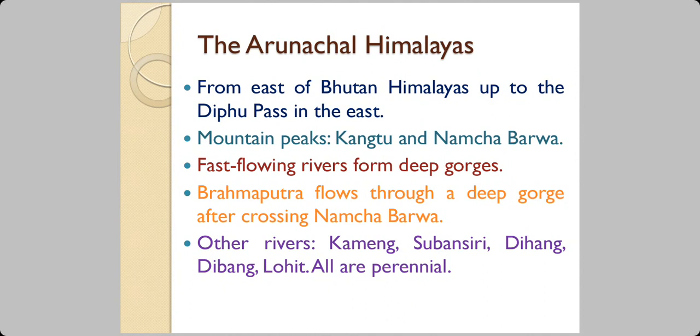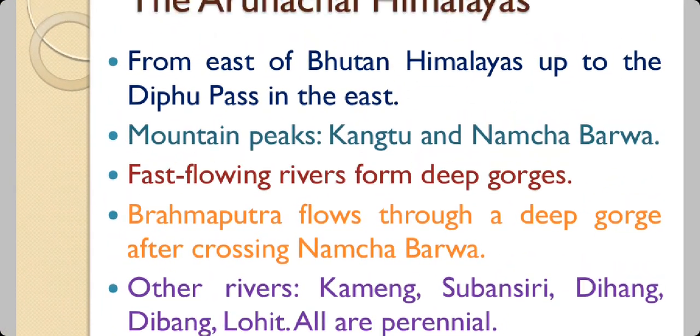Now, the next division of the Himalayas is known as the Arunachal Himalayas. From the east of Bhutan Himalayas and up to a pass known as the Diphu Pass in the east, that is the extent of the Arunachal Himalayas. Now, it has some important mountain peaks. One is known as Kangto, and the second one is known as Namche Barwa.